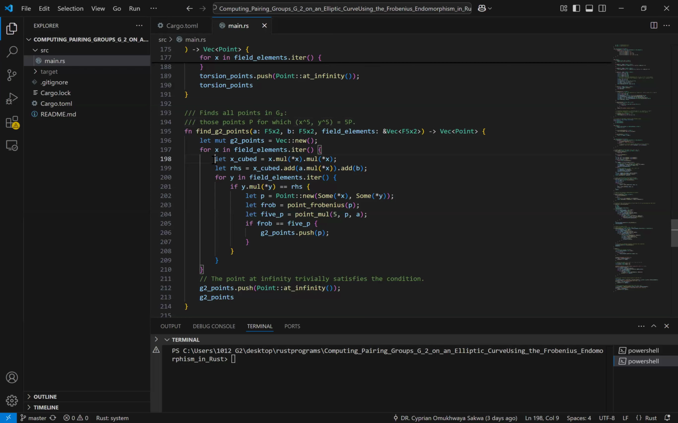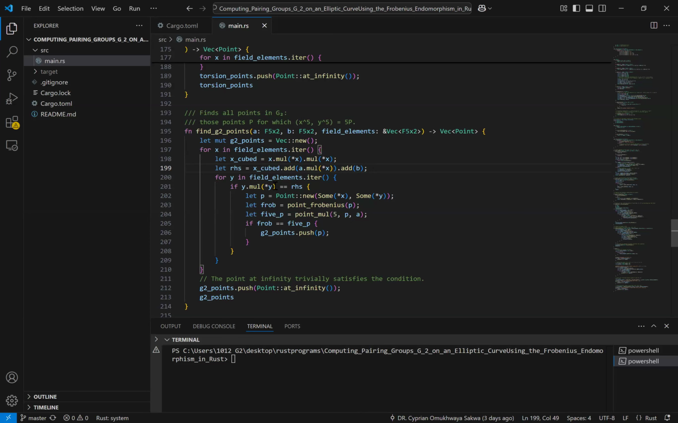But the first part is just a definition of the elliptic curve, where we have x cubed plus ax plus b. So I've said x cubed should be the same as this. Then what will be the right-hand side? The right-hand side will be x cubed plus ax plus b. Then I'll be using this code to look at this curve and check, first of all, if the point is on the curve.